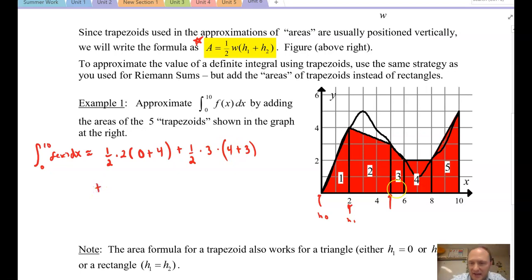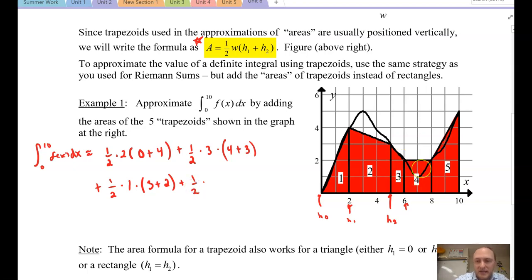Plus, now I'm going to take area 3, so 1/2 times the width, which is 1, times the average of the heights, so the summation of the heights. So again, I'm going to use h2, which is a height of 3, plus this height here, which is 2. Plus now area 4, so 1/2.